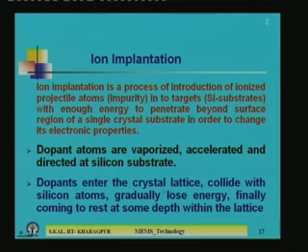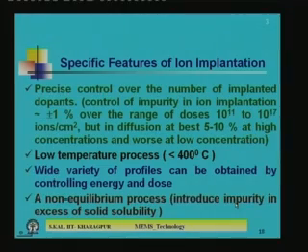Dopants enter the crystal lattice, collide with silicon atoms, gradually lose energy, finally coming to rest at some depth within the lattice. That is the process. First collision, it will lose energy, and after losing energy, it will settle down at a particular depth in the silicon. Those are the steps. Now, what are the specific features of ion implantation?